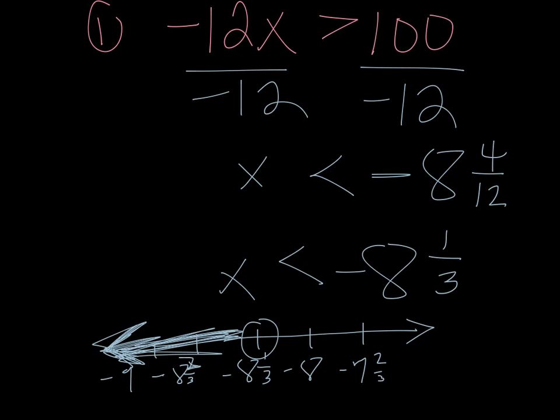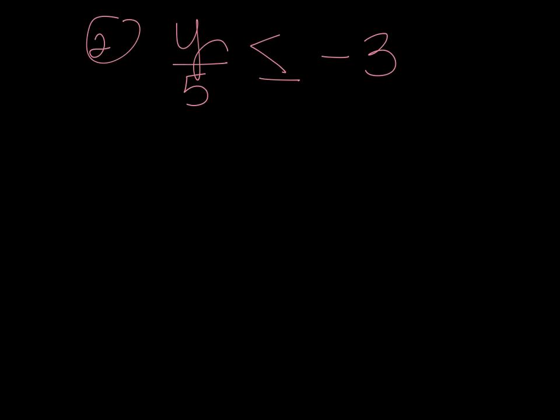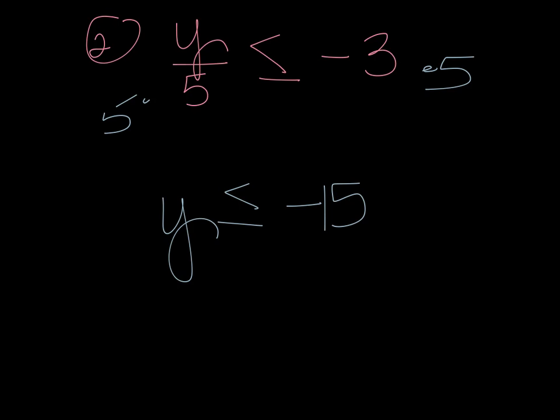Alright, very good. Let's look at the next one. Y divided by 5 is less than or equal to negative 3. To solve, I'm going to times both sides by 5 because that's the inverse. Y is less than or equal to negative 15, and I did not flip the sign because I multiplied to a negative, not by a negative.